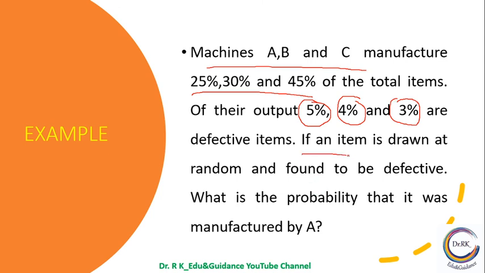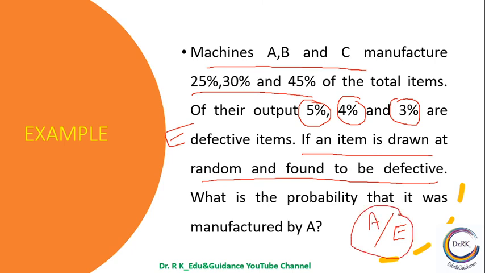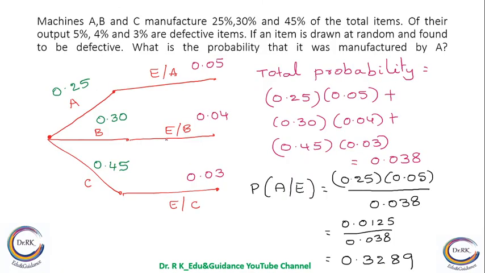Then if an item is drawn at random and found to be defective, right? So what is the E here? Getting a defective item, right? So an item is drawn and found to be defective, that is E. Now what is the probability that it was manufactured by A? That means E is the event that happened first, followed by A. So again we have to go for Bayes theorem. Why do we have to go for Bayes theorem? Because many events happen, A, B, C. If it is only A follows C, then we have to go for the simple and basic definition of conditional probability, right? So once this is very clear, it is very simple, right?